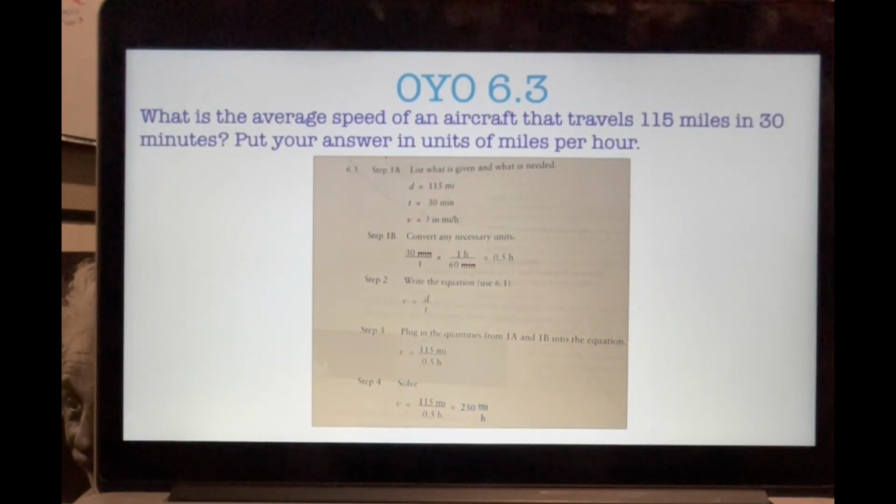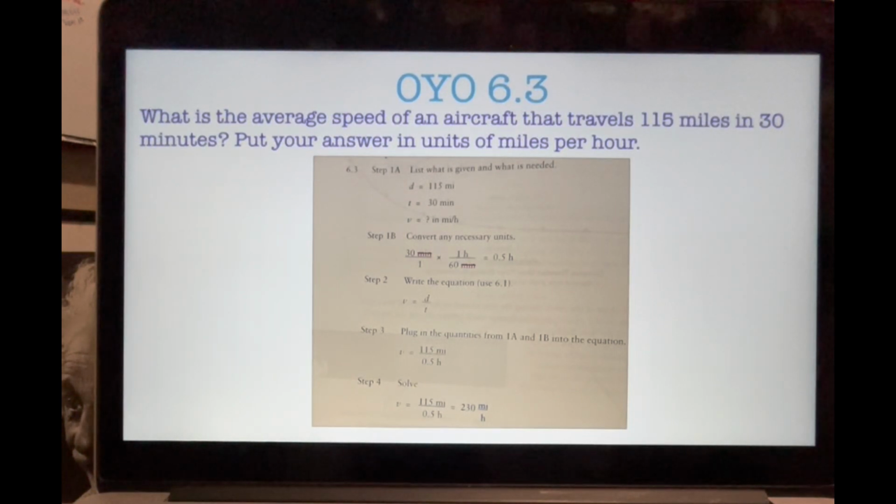All right, on your own. What is the average speed of an aircraft that travels 115 miles in 30 minutes? Put your answer in units of miles per hour. Step 1, list what is given and what is needed. We know the distance, 115 miles. We know the time, 30 minutes. And we're looking to find the speed.